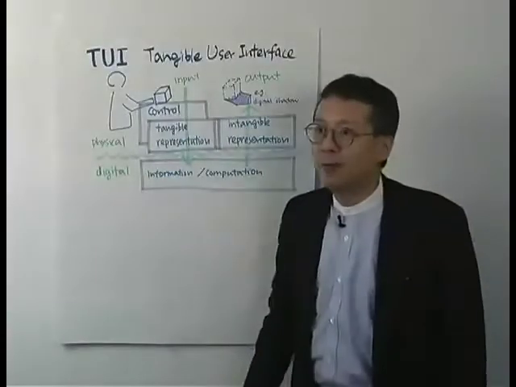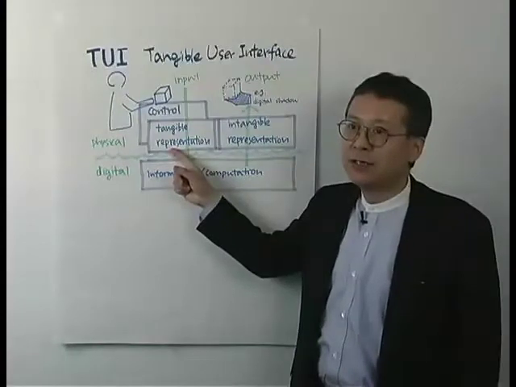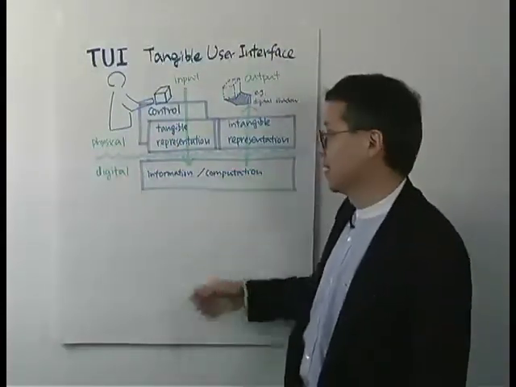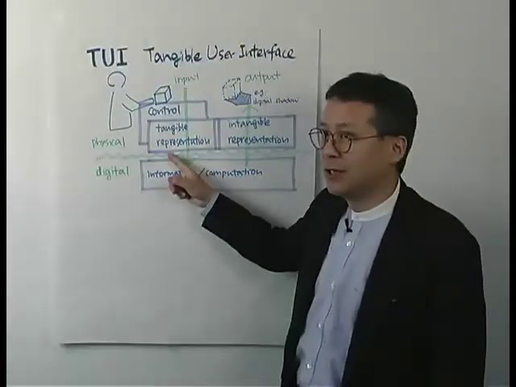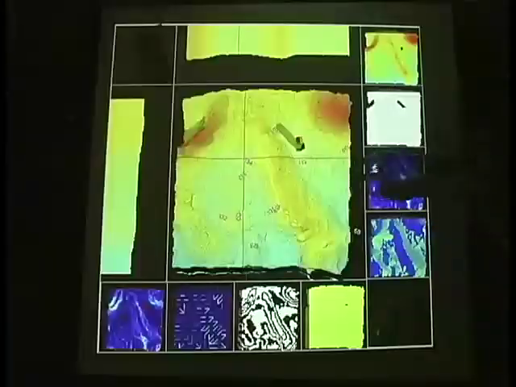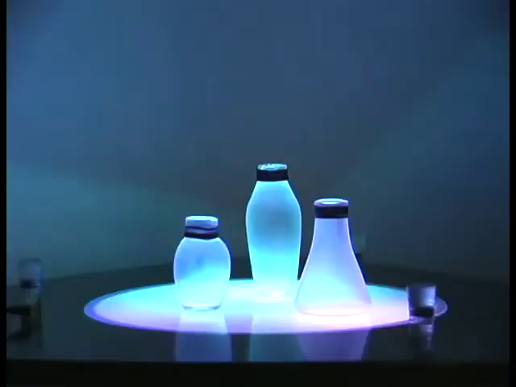But one of the problems of physical representation is you cannot change the shape or color or form dynamically easily using current technology. So we usually couple tangible representation with intangible representation like a video projection or sound.